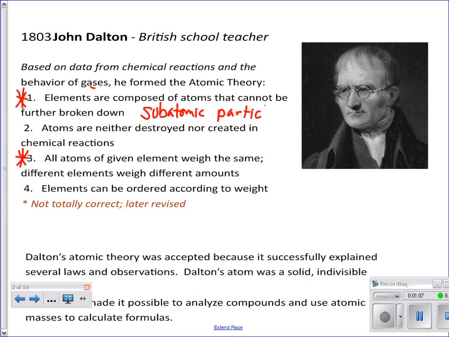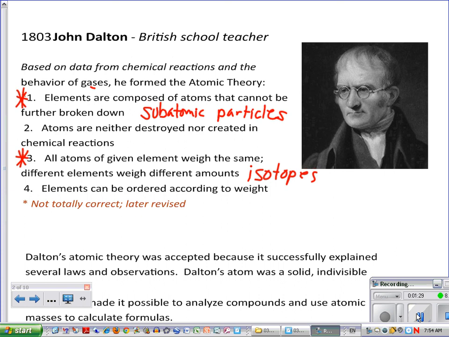And then the second one that had to be later revised was the fact that he said all atoms of a given element weigh the same. Those of different elements weigh different amounts. And we have since discovered that that's not true because of isotopes. So we know that an atom of carbon and another atom of carbon are not necessarily the same. You can have carbon 12, carbon 13, carbon 14, etc.